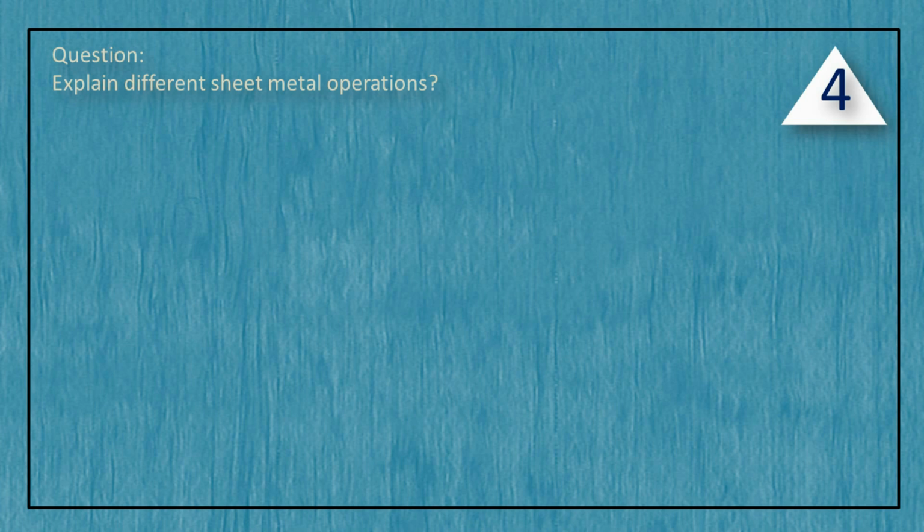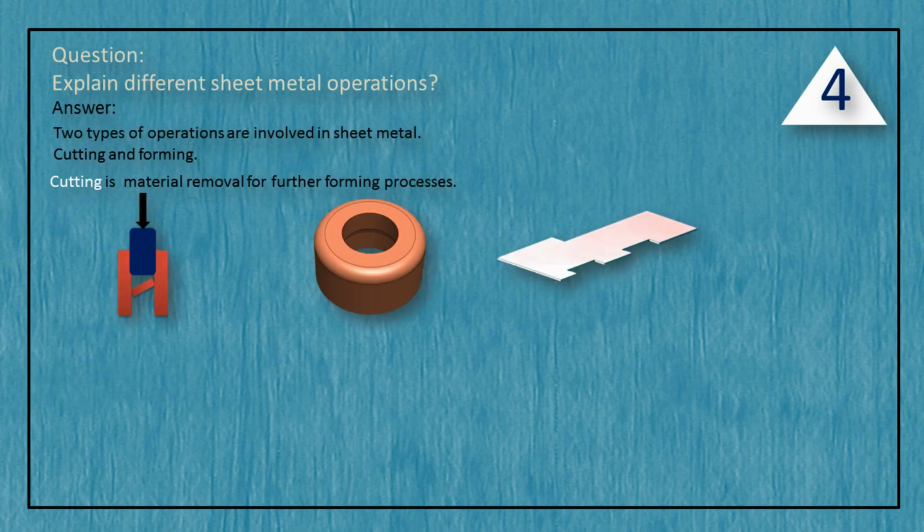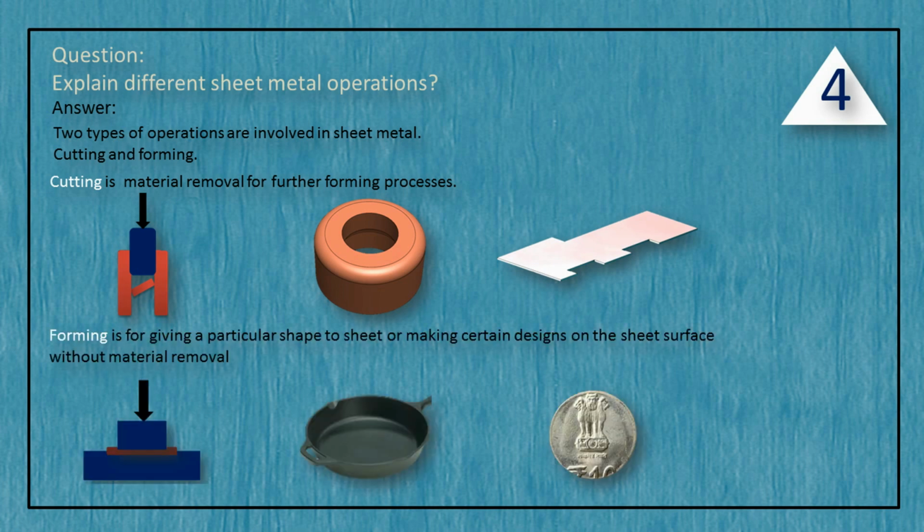Question. Explain different sheet metal operations. Answer. Two types of operations are involved in sheet metal: cutting and forming. Cutting is material removal for further forming processes. And forming is for giving a particular shape to the sheet, or making certain designs on the sheet surface without material removal.